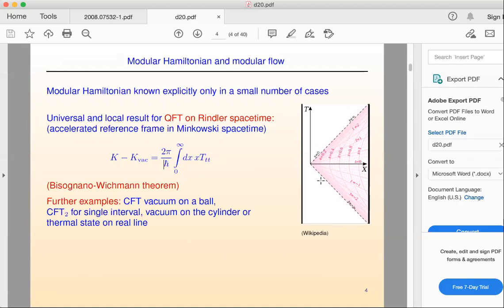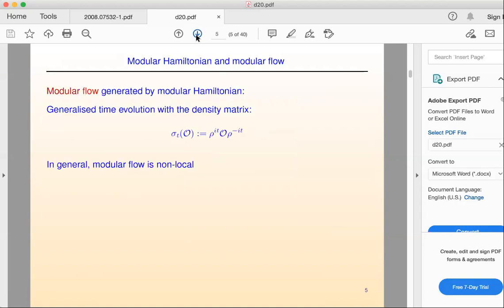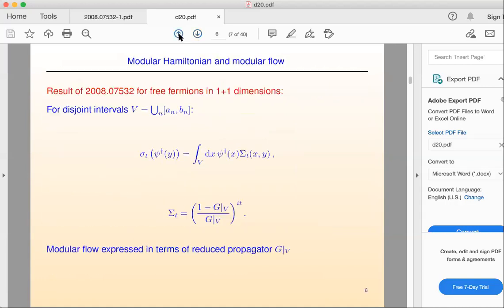But I want to ask a question. The Green's function for this region is not the standard Green's function. I had two different Green's functions.